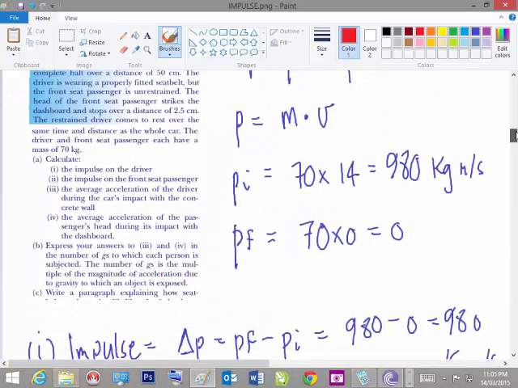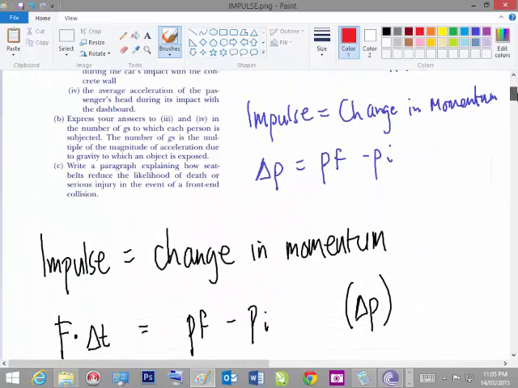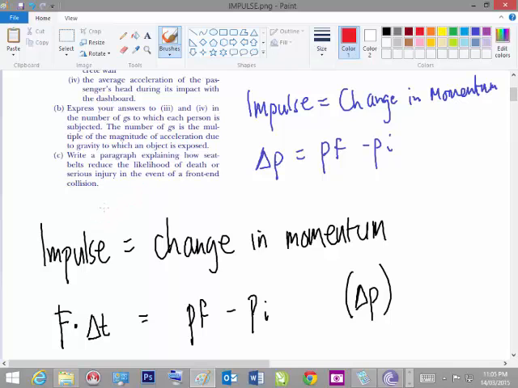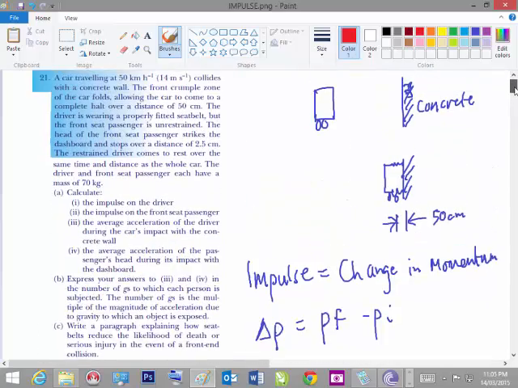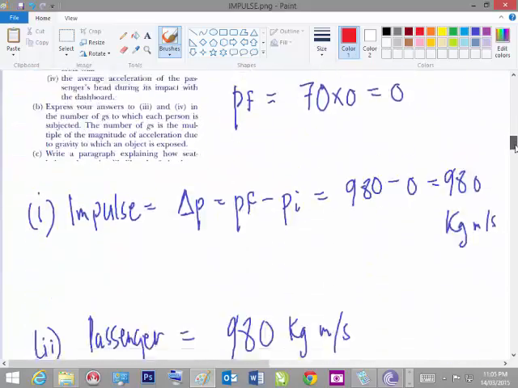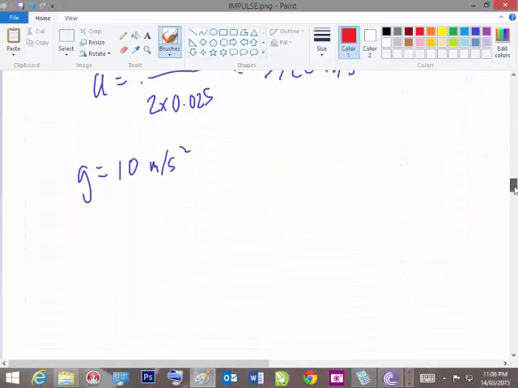Okay, B, I've done that one. C: write a paragraph explaining how seatbelts reduce the likelihood of death or serious injury. Here it doesn't actually ask us to calculate the force. But if we were to calculate the force, we could, because it takes a lot less time for the passenger to come to a complete halt, and we can imagine the force on the passenger is going to be much larger.